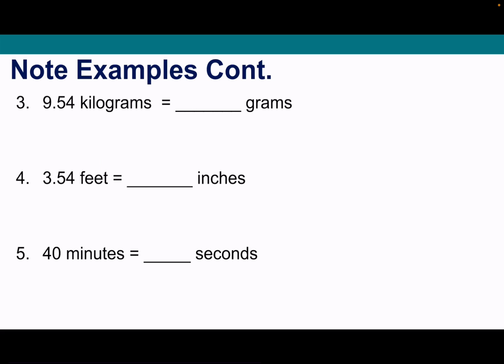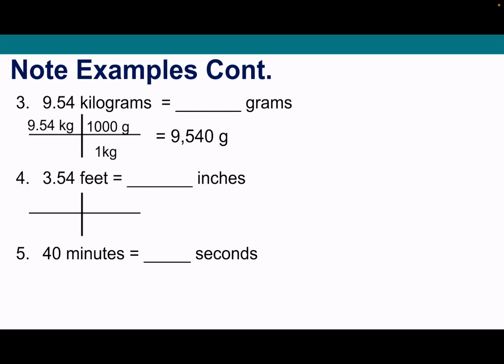Okay, hopefully you've paused the video. Let's work through these. So we're going to take 9.54 kilograms from King Henry's chart. We can take 1 kilogram and convert to 1,000 grams. When we multiply, we get 9,540 grams. For number 4, we go feet to inches. We're going to start with 3.54 feet in the top left. 1 foot is 12 inches. We multiply together, divide by 1, we get 42.5 inches.